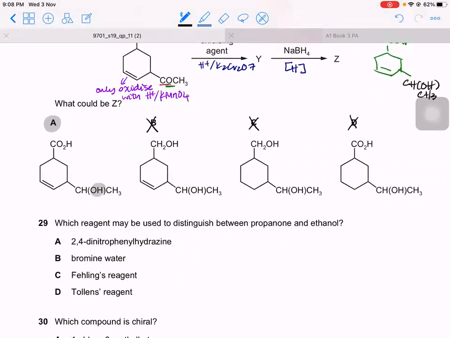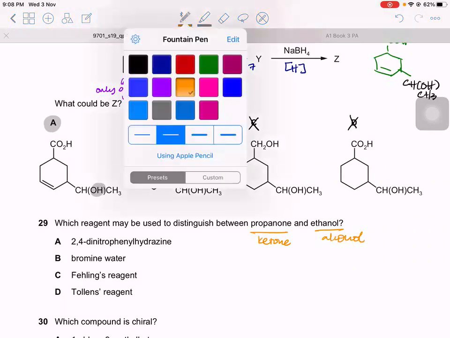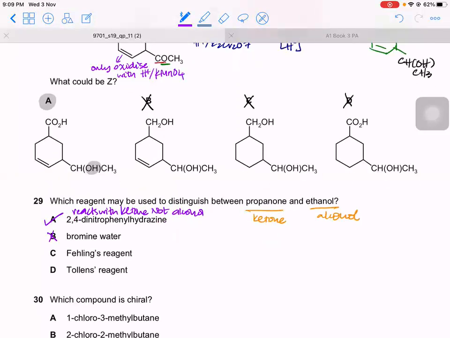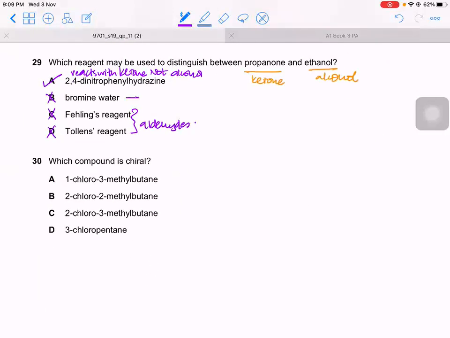29. Which reagent can be used to distinguish between propanone, that is ketone, and alcohol? 2,4-DNPH. Yes, we can, because 2,4-DNPH reacts with ketone, not with alcohol. Not B, because bromine water is going to react with alkenes, not either of these. Fehling's and Tollens', they only react with aldehydes. So these react with aldehydes. Bromine reacts with alkene.